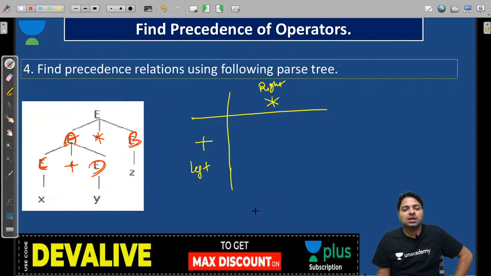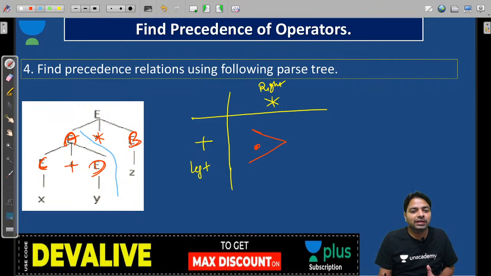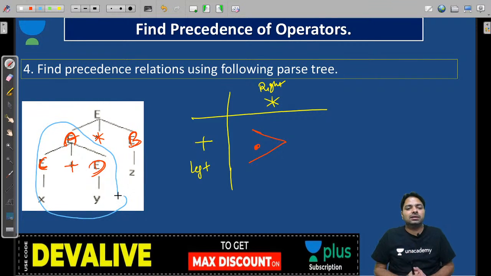Who has more precedence now? Without plus, can you evaluate the star? No. So plus has more precedence than star now. You can see that the plus should be evaluated first before the star. But plus is the left operator, star is the right operator.